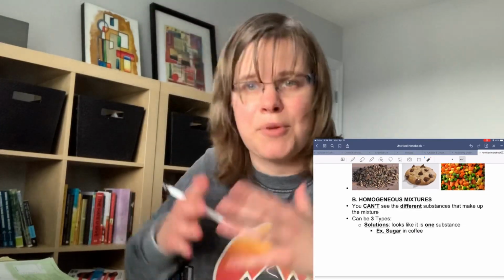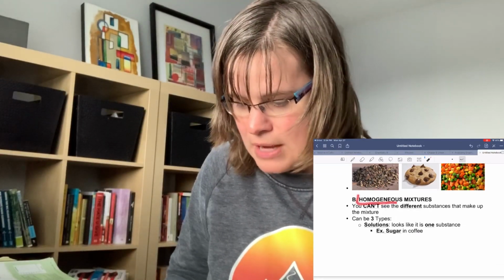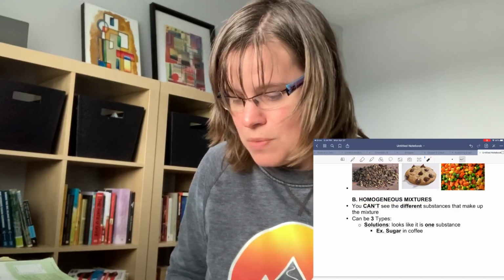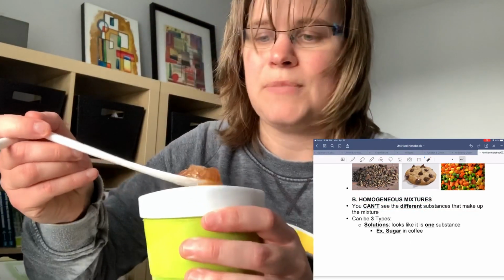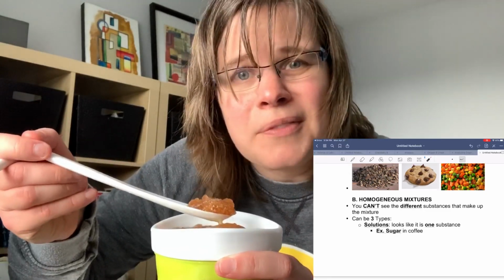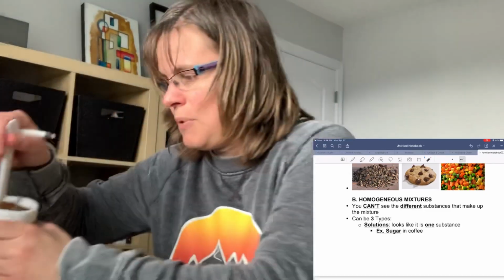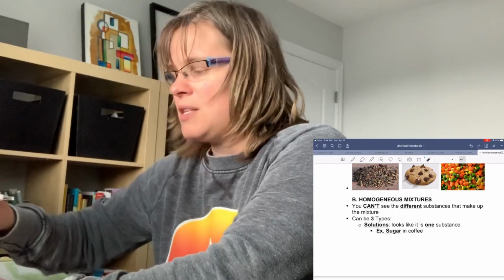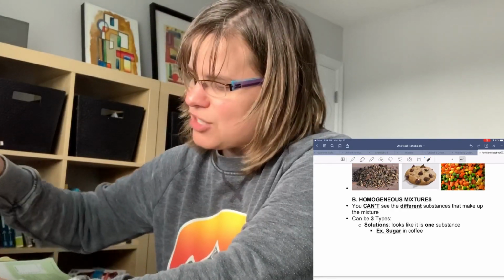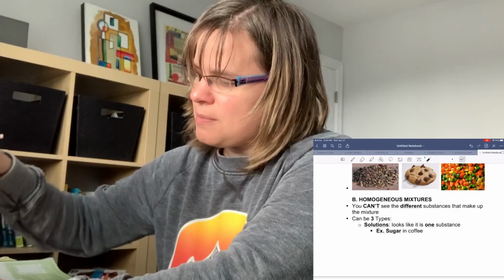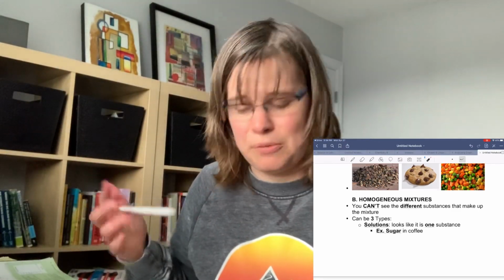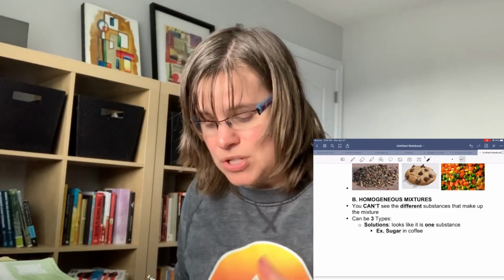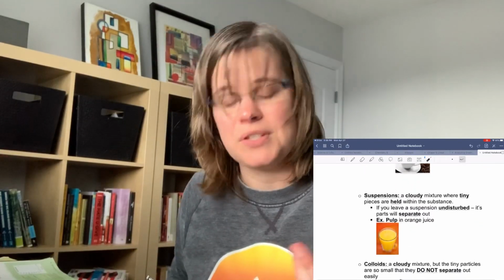Homogeneous mixtures make up the rest of the mixtures, and that's important. Homogeneous means that you can't see the different substances that make up the mixture. Sort of like my Slurpee. You just know that it's just root beer. That's all that it is. But you know that inside of it, root beer is made up of a whole bunch of things like sugars and different types of dyes. But you can only see it as looking like root beer. So solutions look like one substance. Sugar and coffee is a good example.